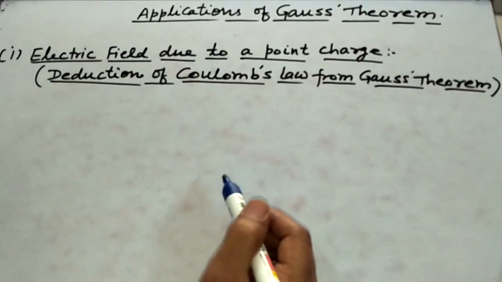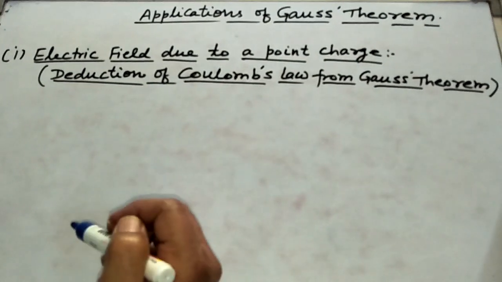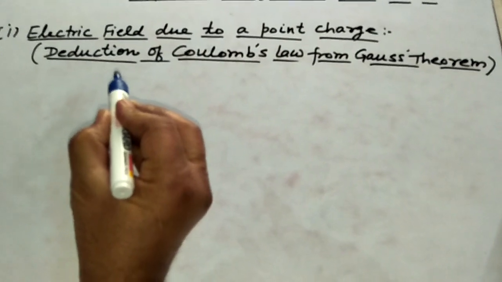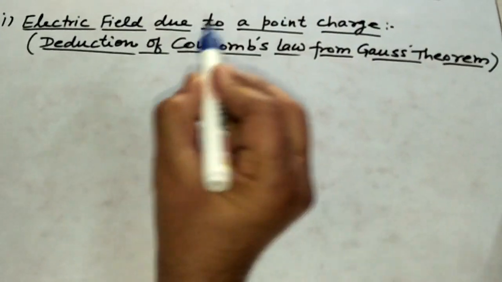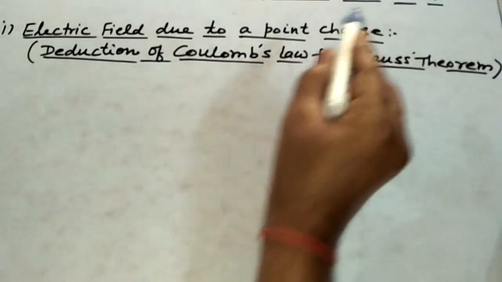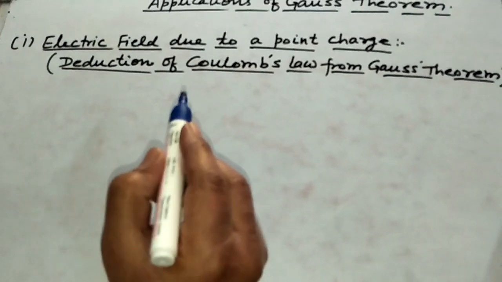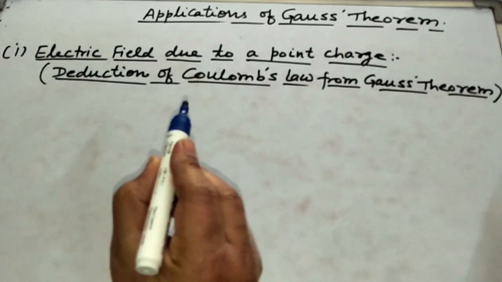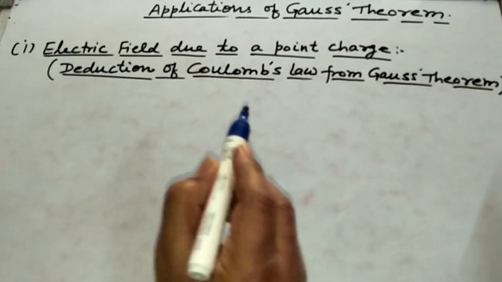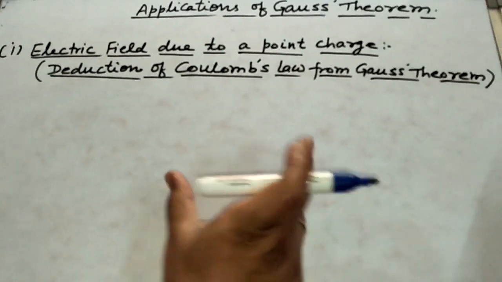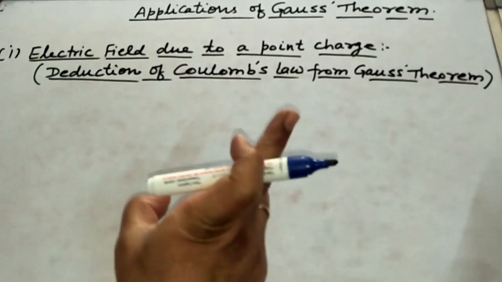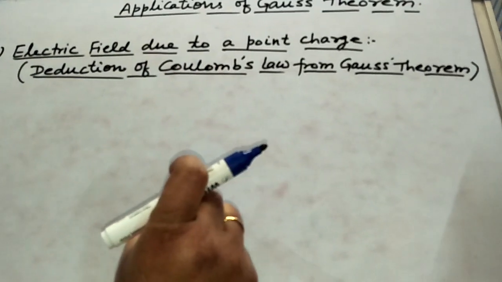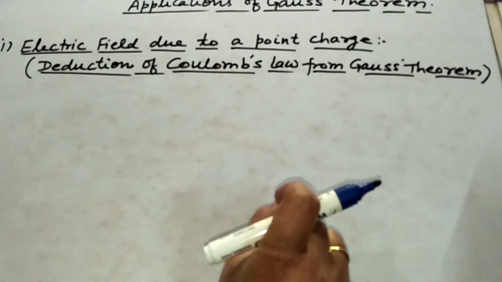Dear student, here I want to tell you 3 points for finding the electric field due to a charge or due to a distribution of charge by using the Gauss theorem. If you want to find out the electric field due to a charge or due to a distribution of charge at any point, then first step, you draw a Gaussian surface symmetrical to that charge that passes through that point.